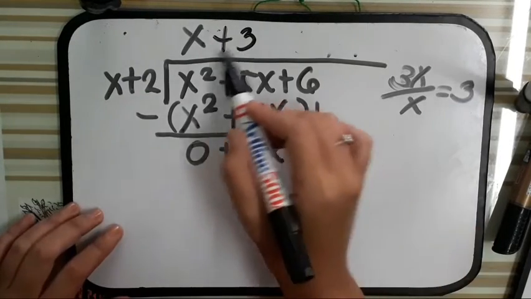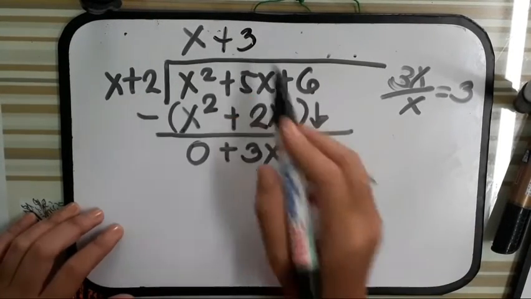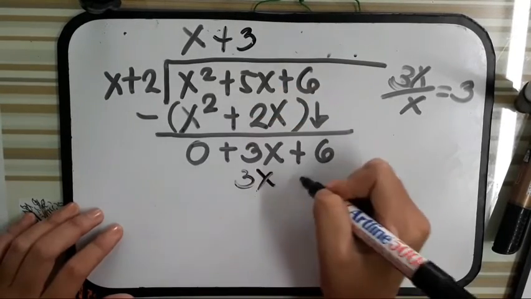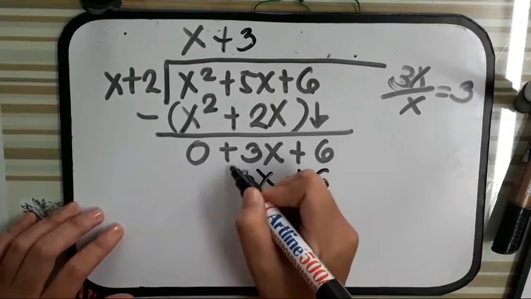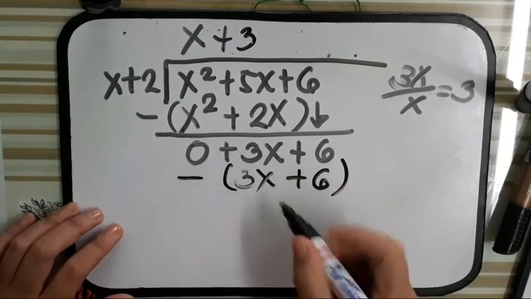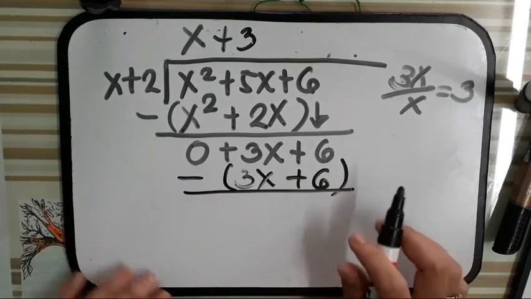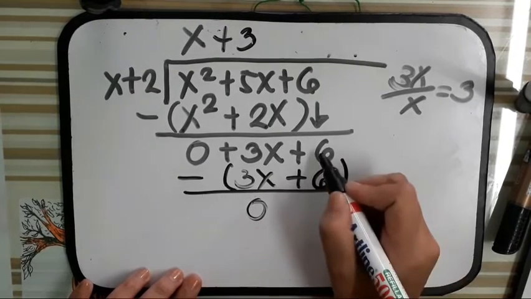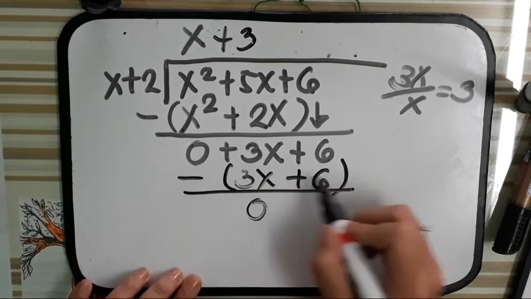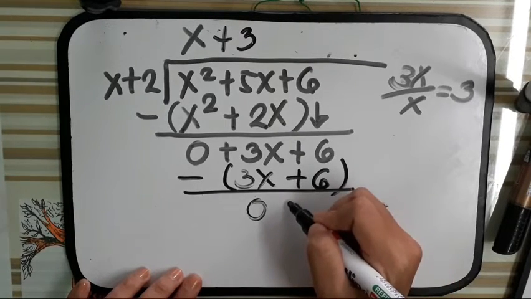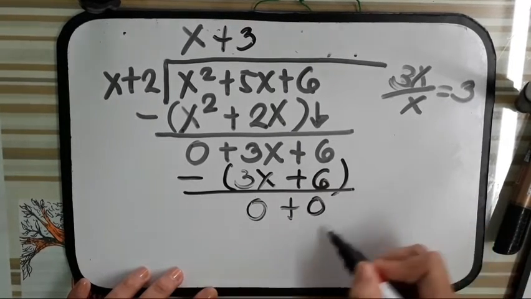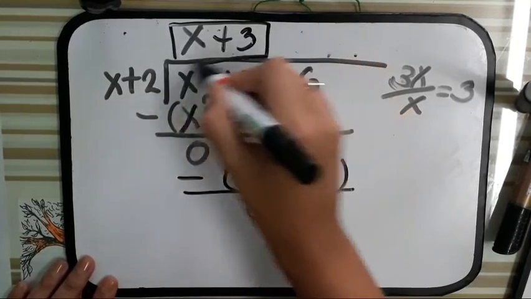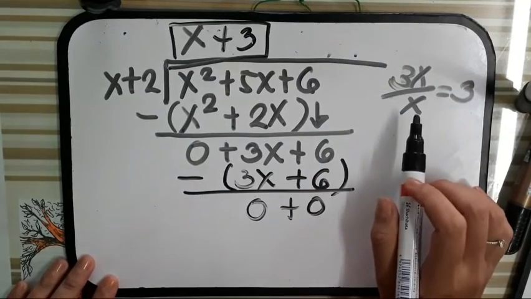Afterwards, distribute the answer. So 3 times x is equal to 3x. 3 times 2 is equal to 6. Do not forget the parentheses and the negative sign for subtraction. So 3x minus 3x is equal to 0. 6 minus positive 6 is equal to 0 as well. So there is no remainder. Therefore, our final answer or the solution is equal to x plus 3.